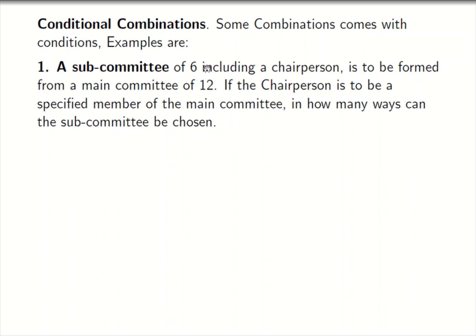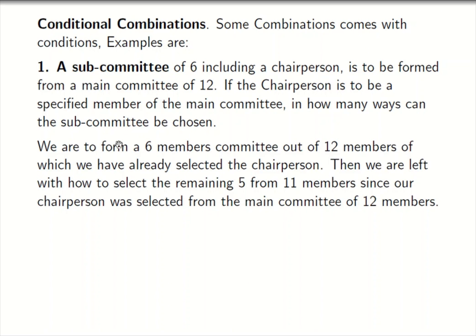And if this person is the chairperson of the subcommittee, then automatically we've selected that person. So ways of selecting that person is just one. Now we're left with what? Let me read this for you. We are to form a 6-member committee out of 12 members, of which we have already selected the chairperson. That's what this means, okay? We know the chairperson. Then we are left with how to select the remaining 5, because we want to make 6 committee members.